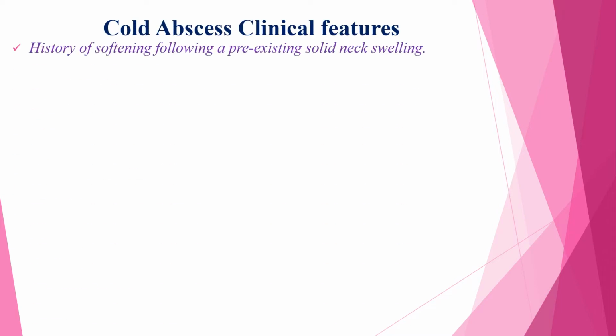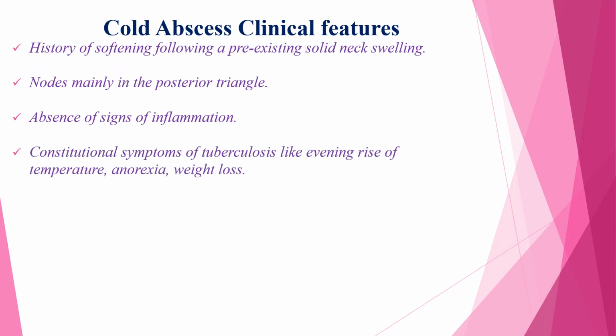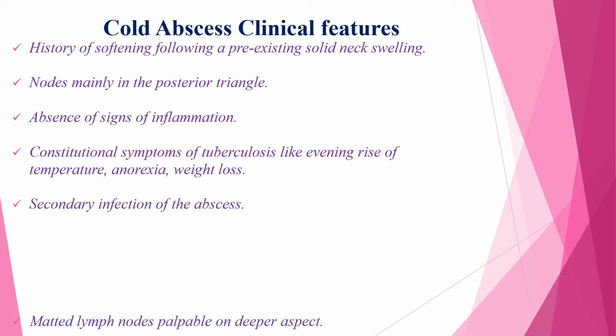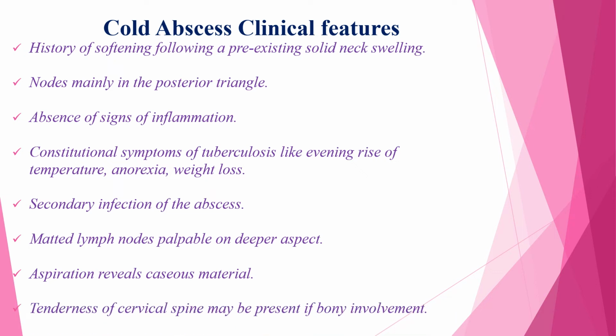When we see some of the clinical features of cold abscess, first of all, earlier there is some solid neck swelling, as we have said, and then this is followed by softening following a pre-existing solid neck swelling. Nodes are mainly in the posterior triangle, with absence of signs of inflammation. And also constitutional symptoms of tuberculosis like evening rise of temperature, anorexia, weight loss, secondary infections of the abscess, and also matted lymph nodes palpated on the deeper aspect, and aspiration reveals caseous material. Tenderness of the cervical spine might also be present if bone involvement is there.